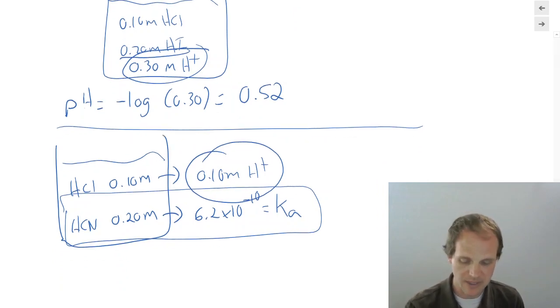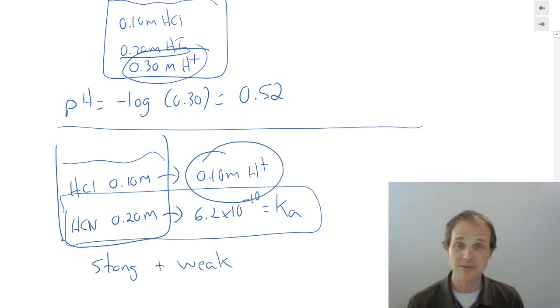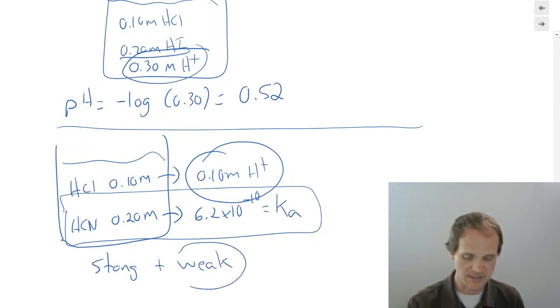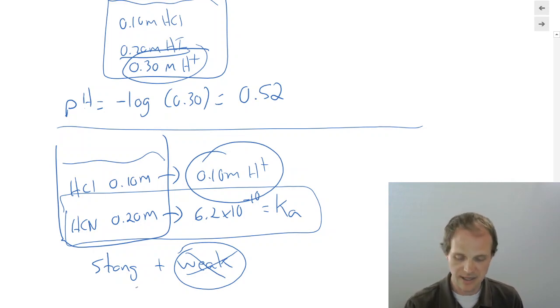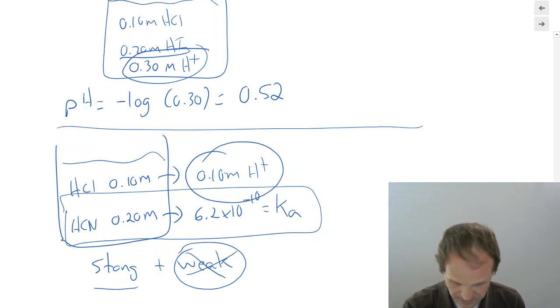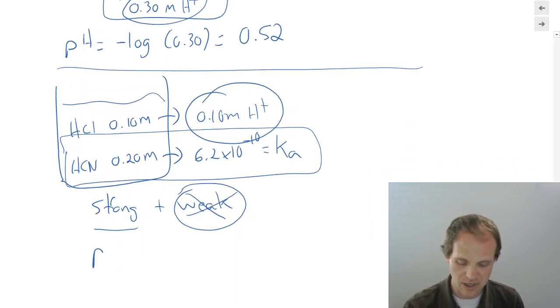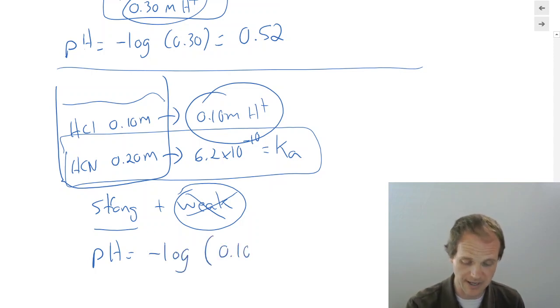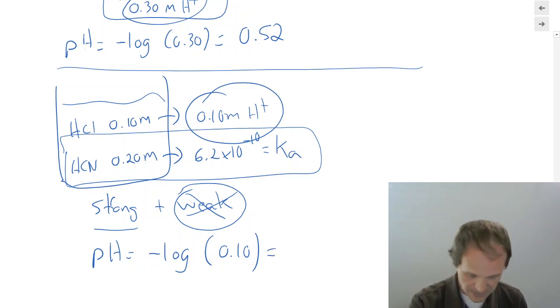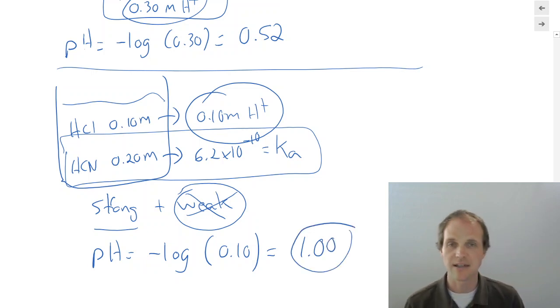And so when we have a strong acid and a weak acid, what we can very easily do in almost all circumstances is ignore the weak acid and just use the strong acid. Just use the strong acid. And so our pH is just going to be the negative log of the concentration of H+, which only comes from our strong acid, and so it is 0.1. And so we get a pH of 1.00. So that's our pH, 1.00.